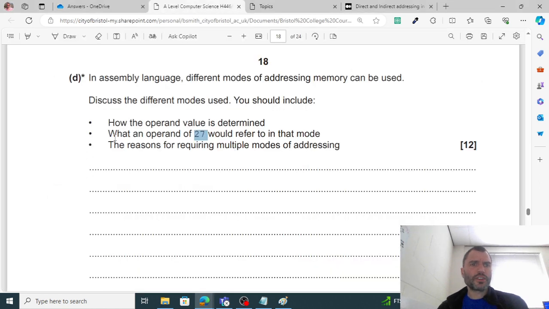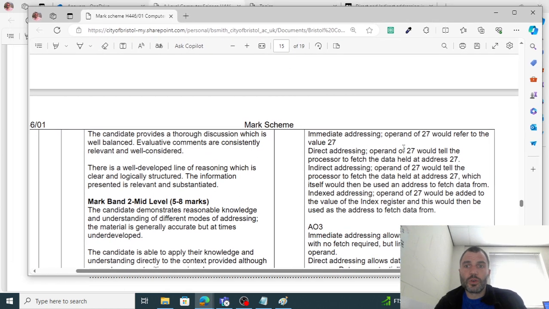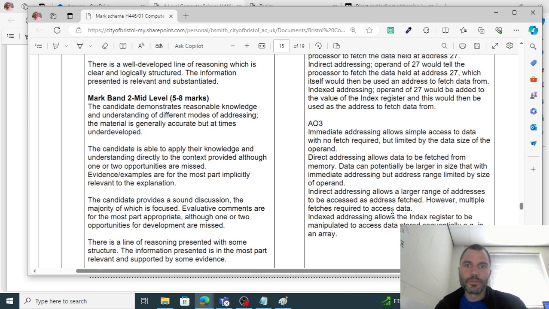So coming back to the exam question, that would be explaining what the different types of addressing are. And then you say how you would use 27. Well, you'd use 27 in immediate addressing to refer to 27. In direct addressing, you would refer to the thing held in the address 27. Indirect addressing would refer to the thing held at the address that's in the address at 27. And then in indexed addressing, you'd add the index on to 27 to get the address that you're referring to.